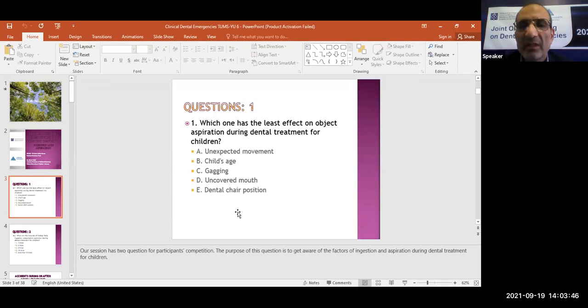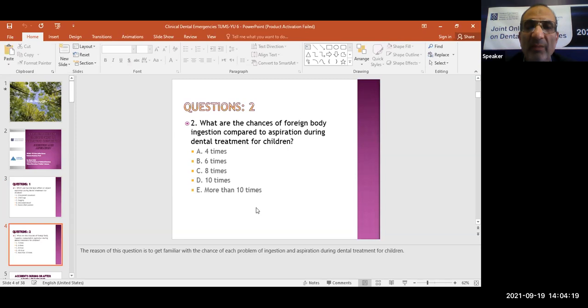I have two questions about my session. The first is which one has the least effect on object aspiration during dental treatment for children? This question is to make us aware of the factors that ingestion and aspiration may have. And the next question is about comparing aspiration and ingestion. The purpose of this question is to get familiar with the chance of each problem, ingestion and aspiration, during the dental procedure for children.